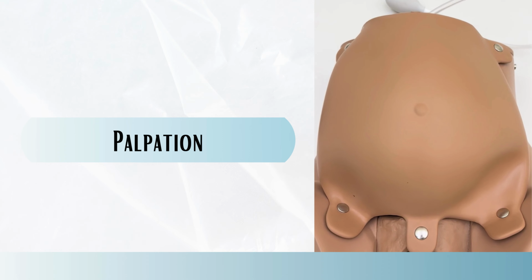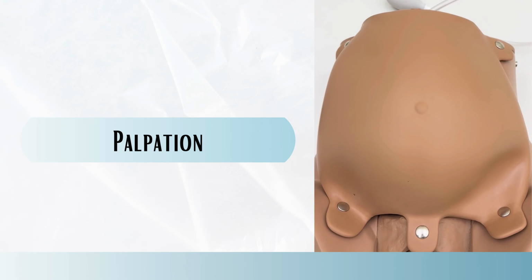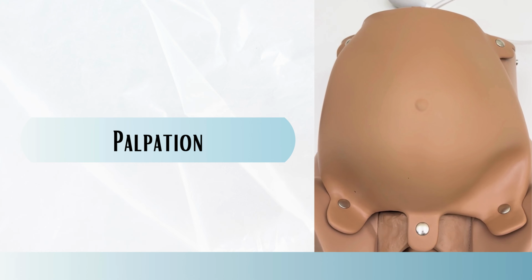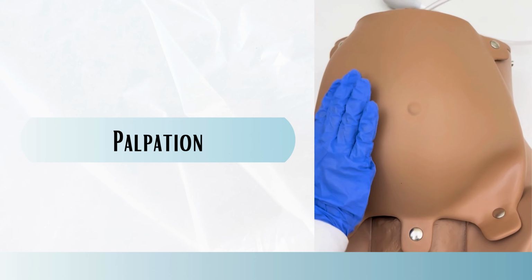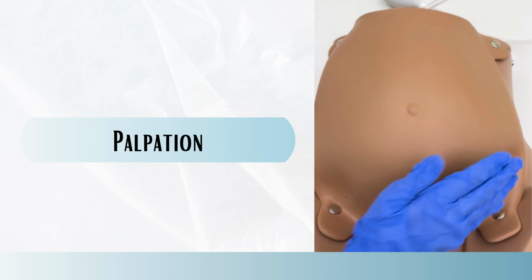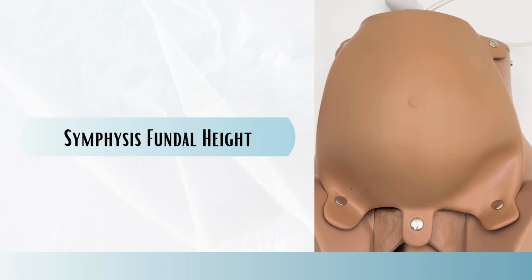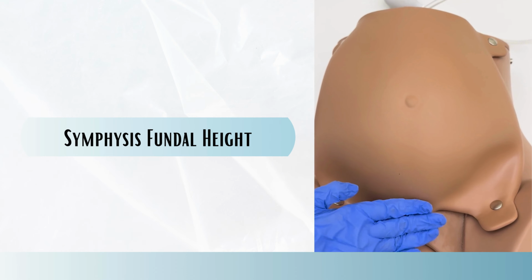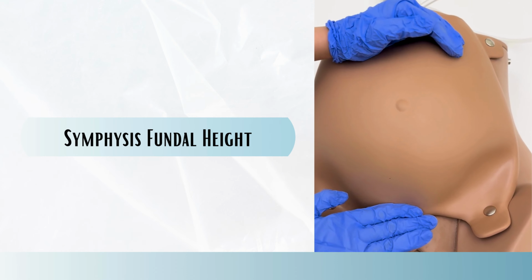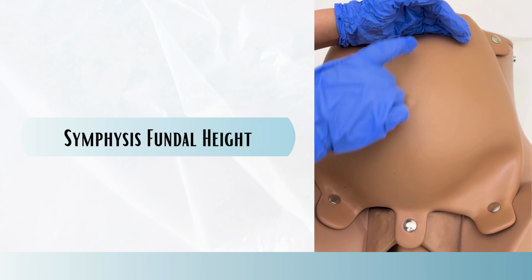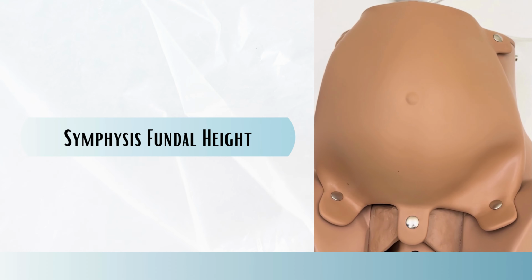Moving on to palpation. Before palpating the patient, ask her if there is any pain or if she needs to empty her bladder. Then start with superficial palpation, looking for tenderness. Then you should measure the symphysis fundal height. Palpate the symphysis pubis and the fundus. Then measure the height between them using the measuring tape.